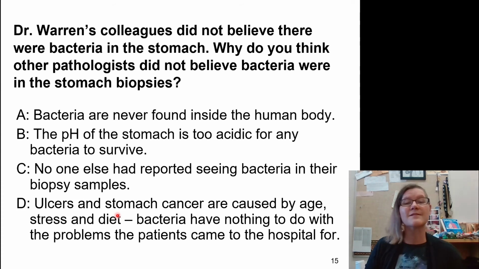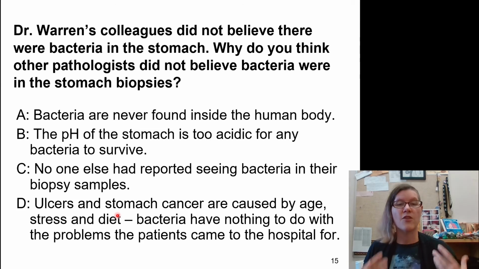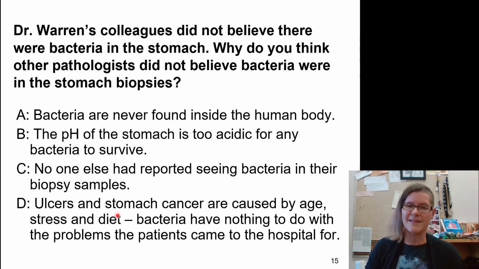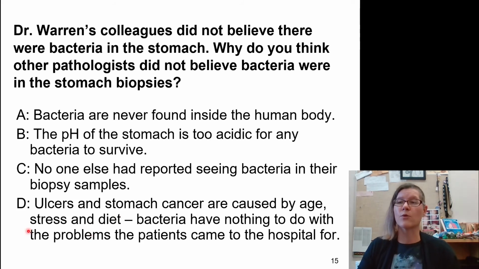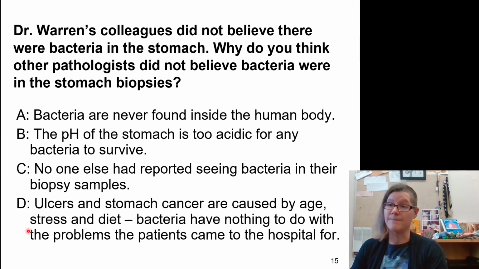And then, of course, people just thought they knew. Ulcers and stomach cancer are simply caused by these things: age, stress, diet. Bacteria clearly have nothing to do with it. The patients are here. We can tell that they're stressed. We can tell that they're older. We know they eat poorly. It can't possibly be a bacteria. But obviously there was a lot more going on here.